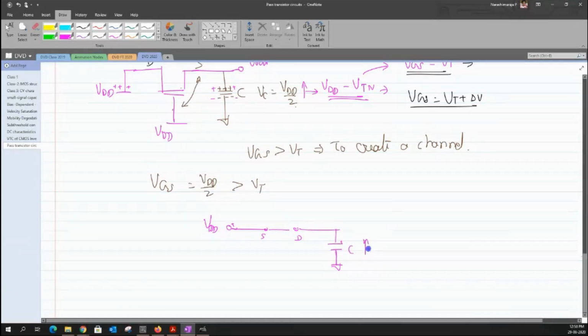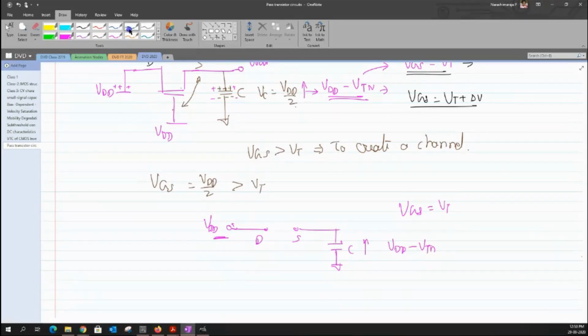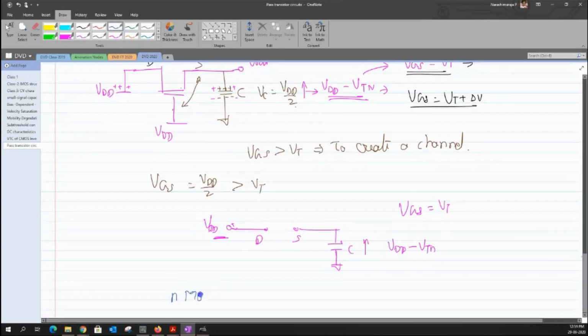But now, when I have a VGS equal to VT, there doesn't exist any channel. So can the voltage across the capacitor rise further just because VDD is applied to the drain? No. There doesn't exist a path for the charge to move. So the path is cut off, and the voltage across the capacitor can reach a maximum value of VDD minus VTN. This value is not equal to VDD, due to which one could say that an NMOS is a bad conductor of logic value 1.